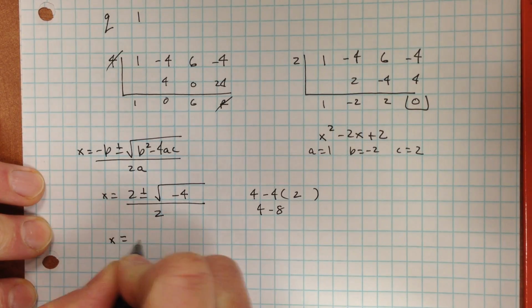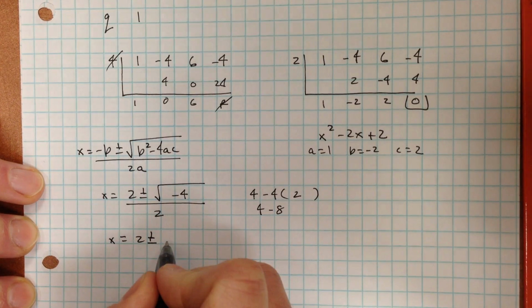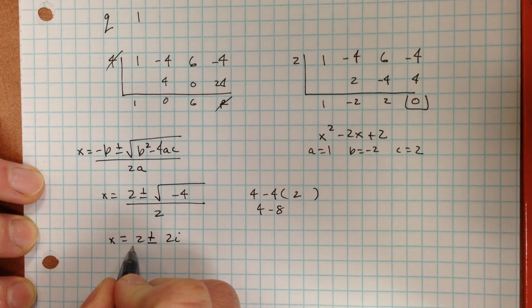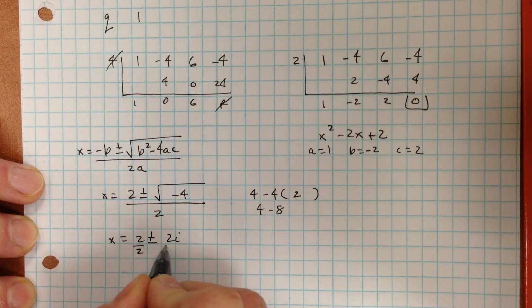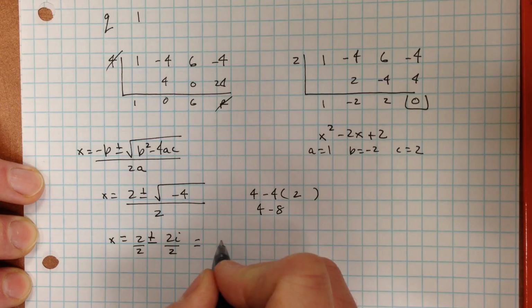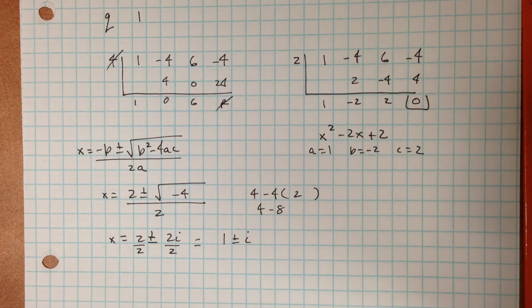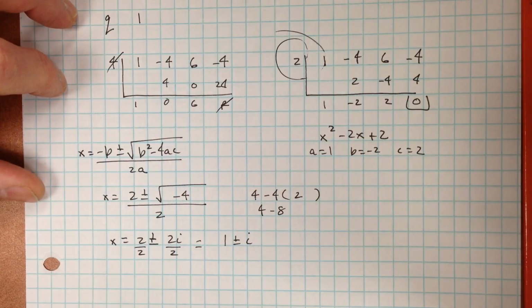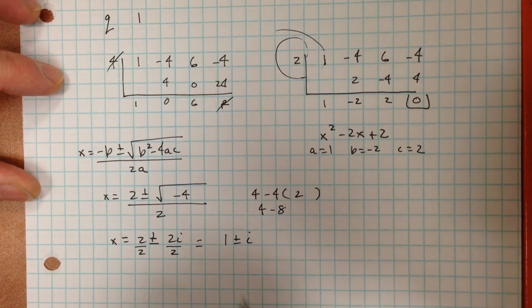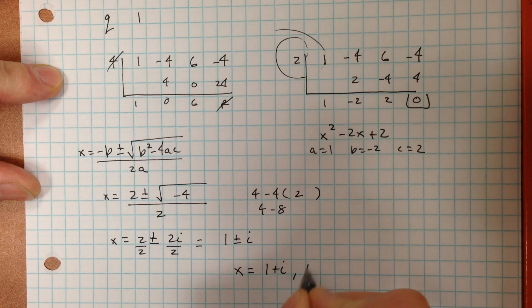So x equals 2 plus or minus 2i over 2. It's all over 2, so this part is over 2 and this part is over 2. That might help you reduce. x equals 1 plus or minus i. Those are your other 2 roots. We've found one previously up top here with my remainder of 0. So our roots for this polynomial would be x equals 1 plus i, x equals 1 minus i, and x equals 2.